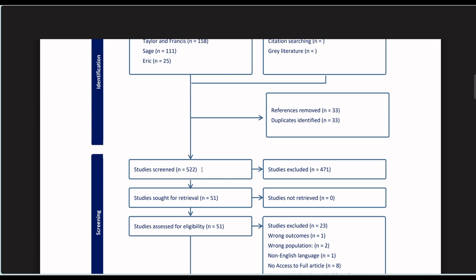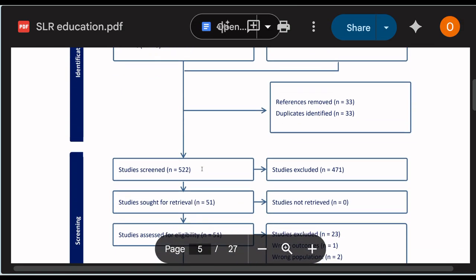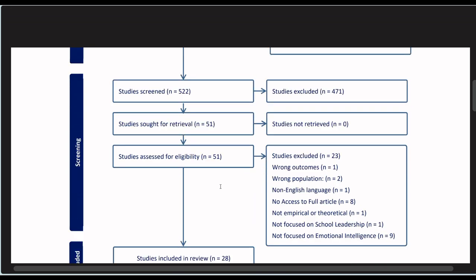The 522 articles remaining are the ones you are going to do the title and abstract screening on. After we have done that, we removed 471 articles out of the 522, and we were down to 51 articles. Okay? Now, with 51 articles, we went further to do further screening.